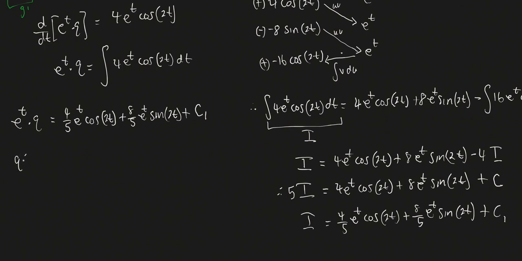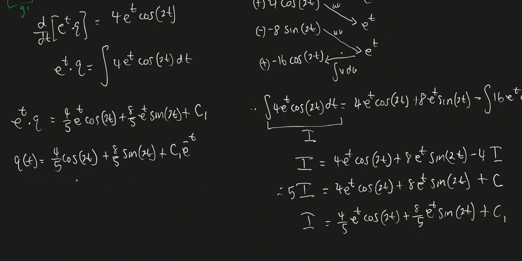So q of t, dividing everything by e to the t, the e goes away in this term and in this term, but then it will have to divide the constant. So we will get this 4/5 cosine of 2t plus 8/5 sine of 2t plus c1 e to the negative t. And again, this would be coulombs for your charge.